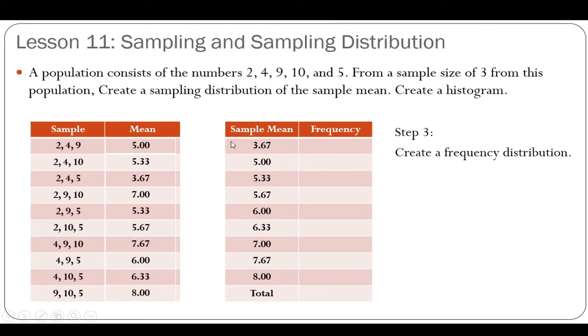Sige, check natin. Etong 3.67, ilang beses lumabas? Ayun siya, isa. Then, wala na. So, technically, isang beses lang siya lumabas. Then, how about 5? Check natin. 5. Ayun, isa.